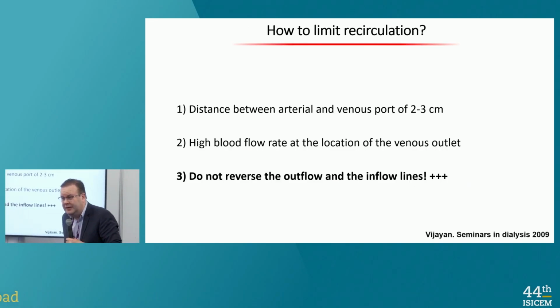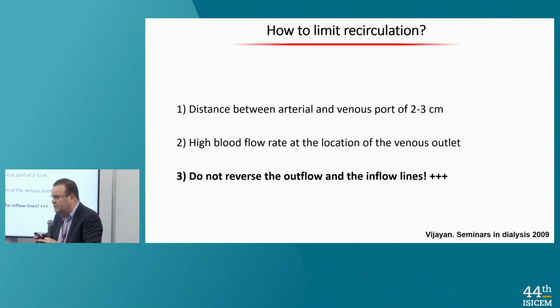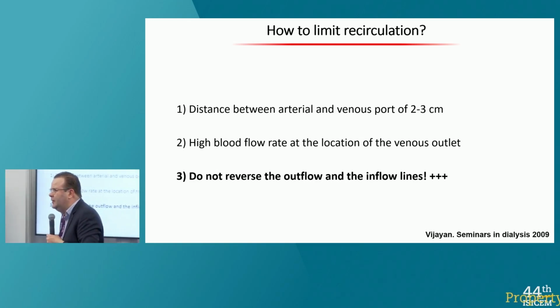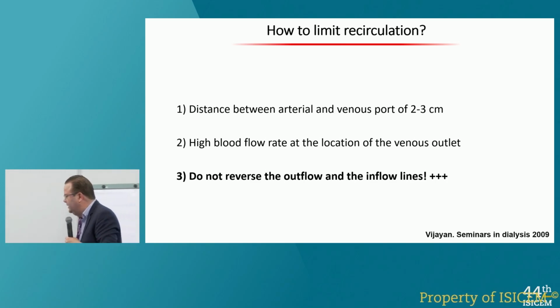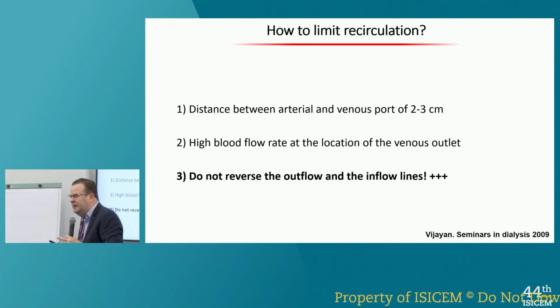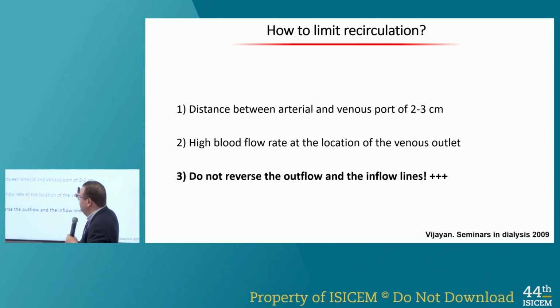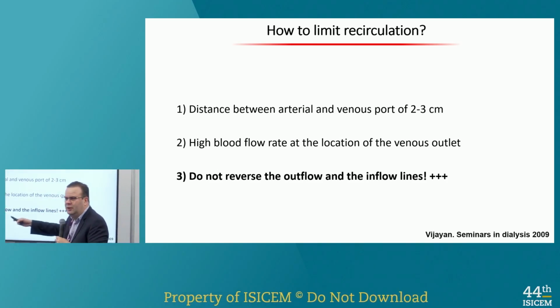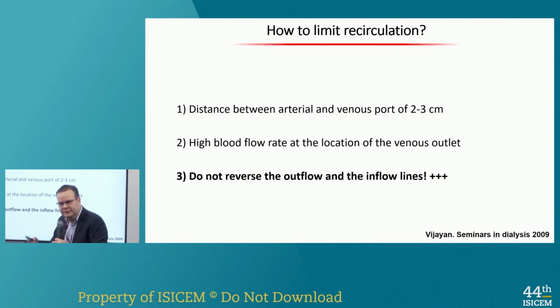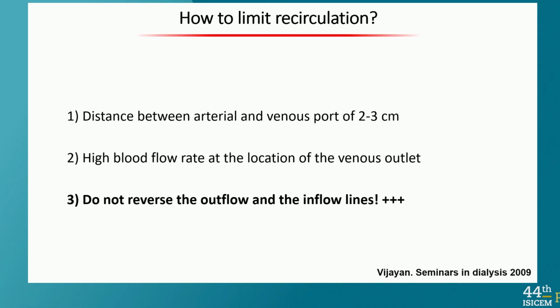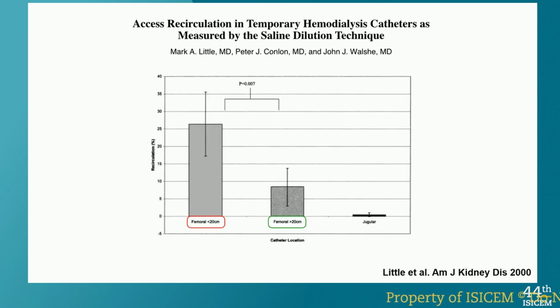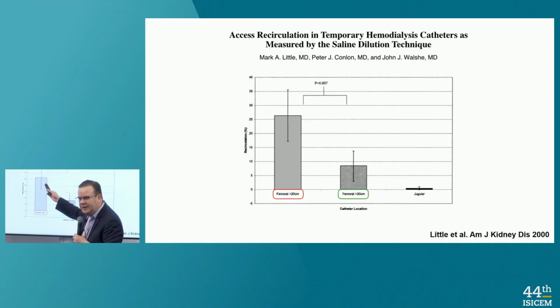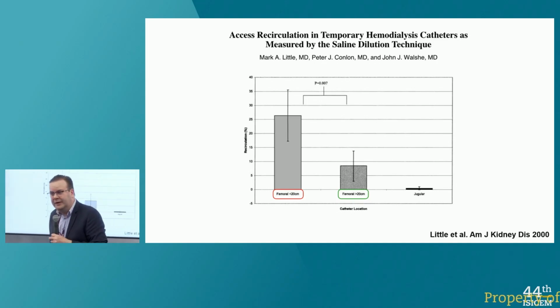So how to limit recirculation? We have to have a distance. We are going to show you some samples of catheters, so you can see. We need a distance between the two holes of the catheter of 2 to 3 centimeters. We need a high blood flow rate at the site of the tip, and we do not reverse the lines. Okay? So if you put a femoral catheter with a length of less than 20 centimeters, you see that recirculation is drastically increased because you are not in a high blood flow rate location.